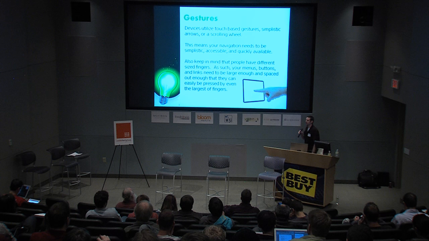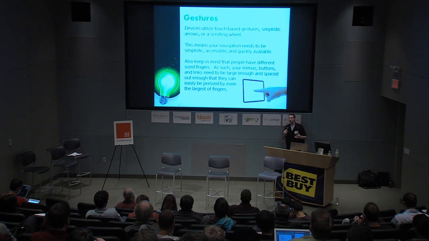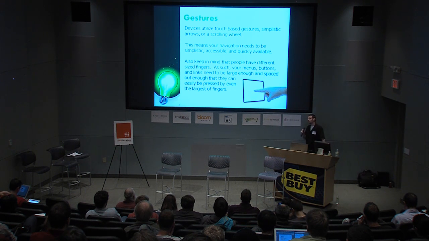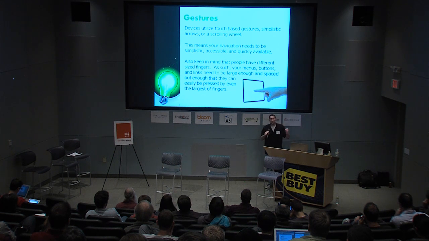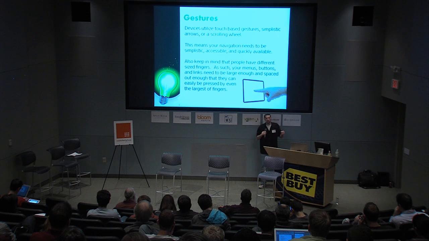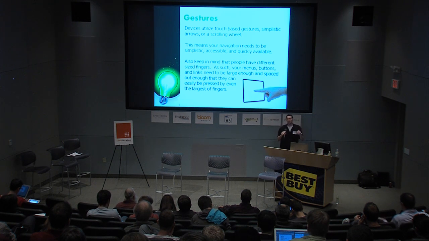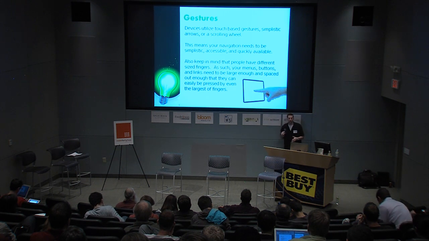Gestures. Keep in mind that different devices use different types of navigation. You have touchscreen phones which use gestures. You have phones that have simplistic arrows where they just go up and down, left and right. And you have the scrolling wheel. As such, it needs to be simplistic and quickly accessible. You don't want to have to scroll through 14 different button clicks to get to the navigation, or hit the button 14 different times to get to the right menu. You want quick access to that.